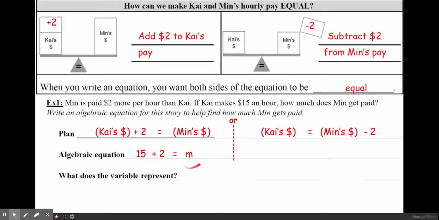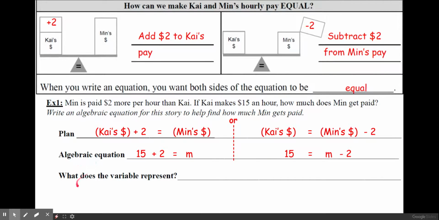Now, you could have used any variable that you wanted to, but I figured M would make sense because it's Min's pay. Or if you wanted to write an algebraic equation from this right here, you could just say Kai's pay, which is he makes $15 an hour. Bring down the equal sign, Min's pay, which you don't know. So that's going to be our variable M, and bring down everything else, which is minus 2.